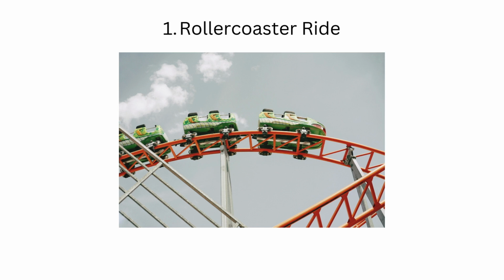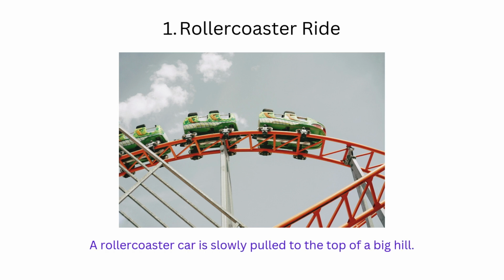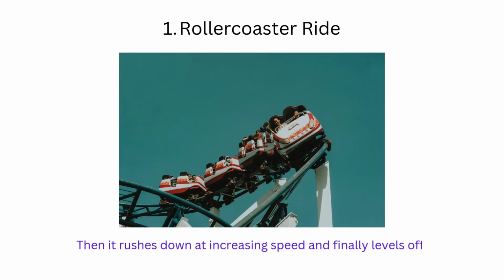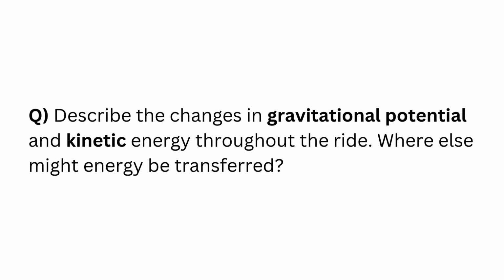Now it's your turn to apply these ideas to brand new scenarios. Let's see how well you understand. A roller coaster car is slowly pulled to the top of a big hill. Then it rushes down at increasing speed and finally levels off. Describe the changes in gravitational potential and kinetic energy throughout the ride. Where else might energy be transferred?